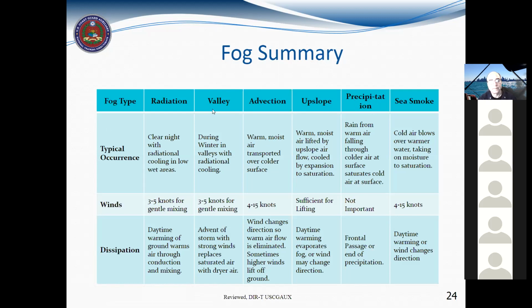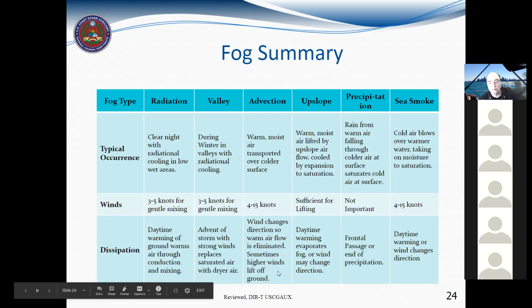Precipitation fog, typical occurrence: rain from warm air falling through colder air at the surface saturates the cold air at the surface. The winds aren't important, and the dissipation is frontal passage or the end of precipitation. Precipitation, right on. Good. Mike Harvey, can you tell us about sea smoke?